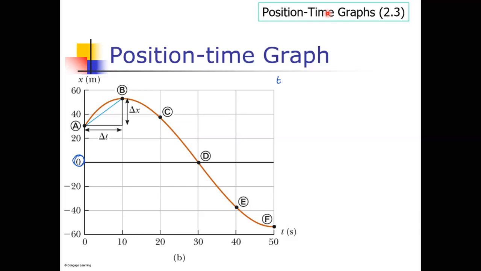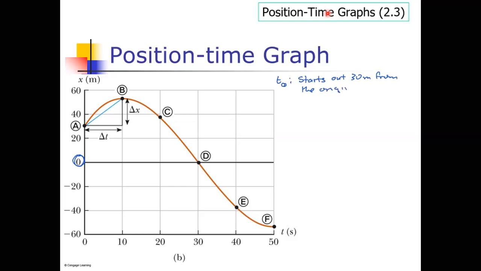So the time is equal to 0. Let's describe what happens. If time is equal to 0, the object starts out not at 0 meters, but at a distance that is 30 meters. It starts out 30 meters from the origin.